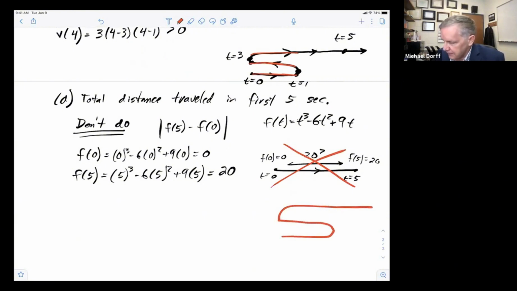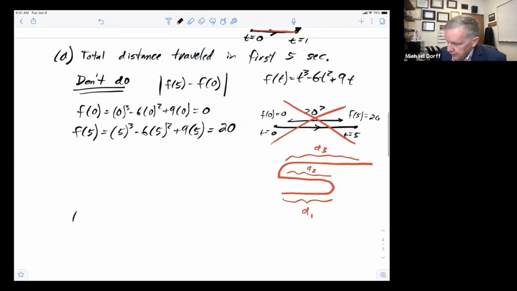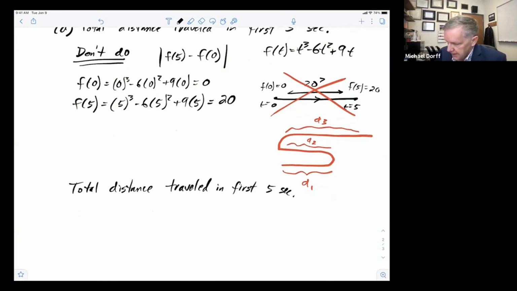Okay, so what we need to do is figure out what this distance is, and then we need to figure out what this distance is. We'll call this D1, D2, and then we need to figure out what this distance is, D3. We have to add those all together. In other words, I'll look at this as the total distance traveled in 5 seconds is going to be the absolute value of f of 1 minus f of 0, okay, which is going to be D1. It's going to be this distance here.